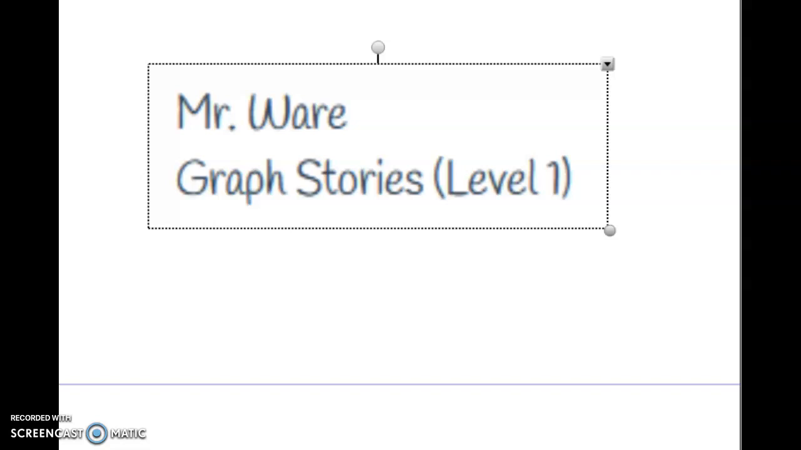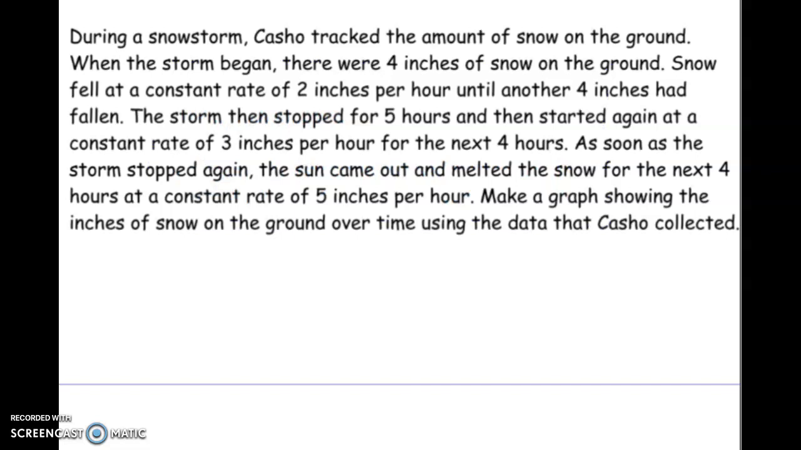Today we're looking at graphing stories. This is just level 1 out of Delta Math. We're going to do two methods. This particular method I'm going to call the rise over run method, and in another video I'm going to show you how to do a ratio method. So let's begin.